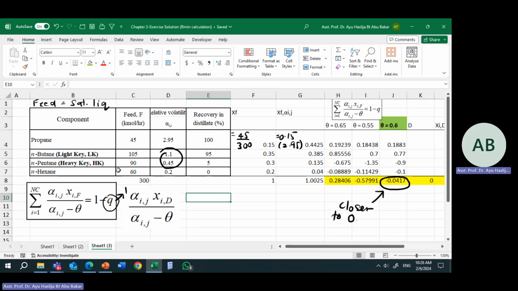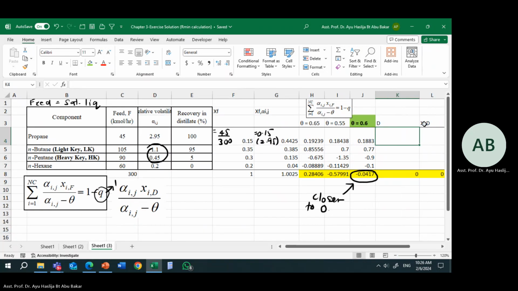Yes, recovery times the feed. Here it mentioned recovery in the distillate, so the recovery percentage multiplied by the feed, then you will get the distillate. Here the recovery is 100% multiplied by the feed 45. Same goes for the N-butane, N-pentane, and hexane for the rest.